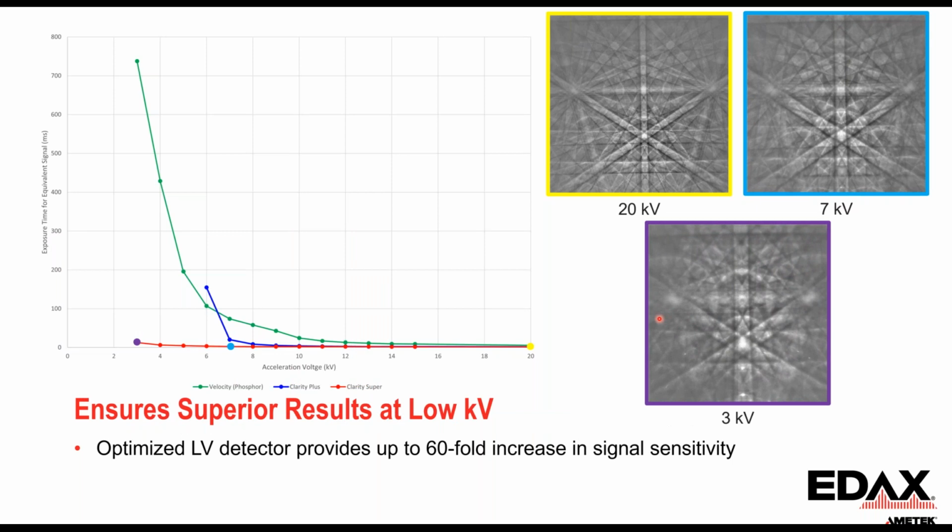So we still see bands. They can still be detected with the Hough transform. They can still be used with dictionary indexing. But we see up to 60-fold improvement in performance at these lowest energies. So it really starts to make low voltage EBSD no longer a difficult acquisition parameter.